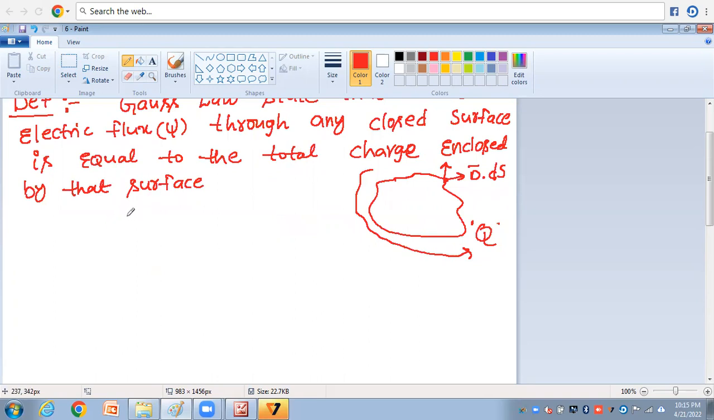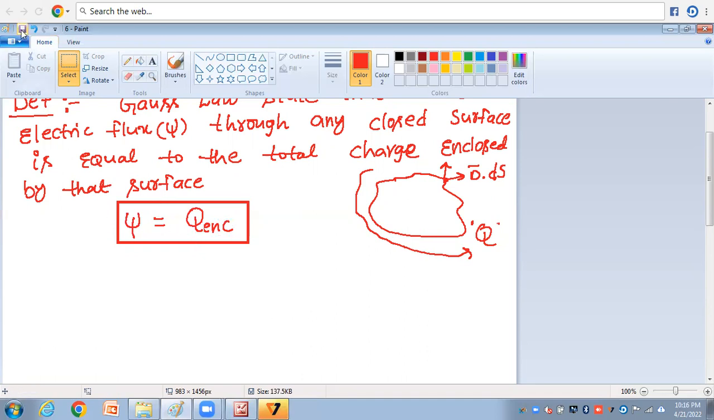The total electric flux psi is equal to the total charge enclosed by that surface. Based on this expression, I have written this mathematical form. This ENC means enclosed, which you have to write in the suffix of this Q. So psi, the electric flux, is equal to the total charge enclosed in that surface.